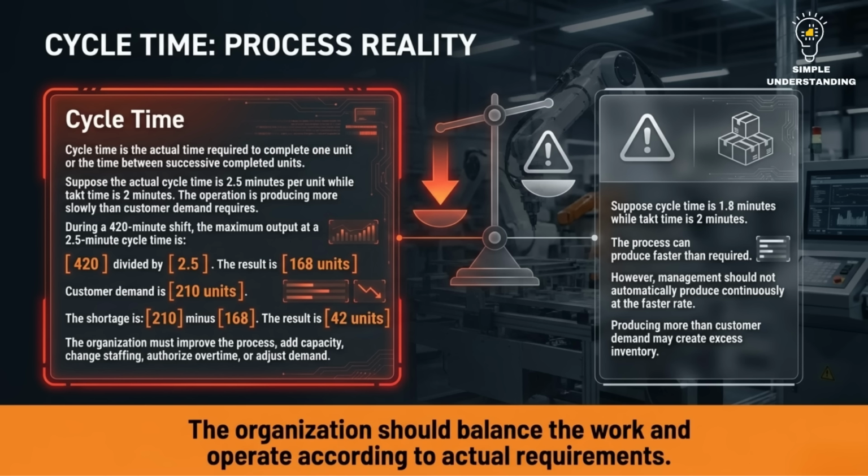Suppose cycle time is 1.8 minutes per unit, while takt time is 2 minutes. The process can produce faster than required. However, management should not automatically produce continuously at the faster rate. Producing more than customer demand may create excess inventory. The organization should balance the work and operate according to actual requirements.